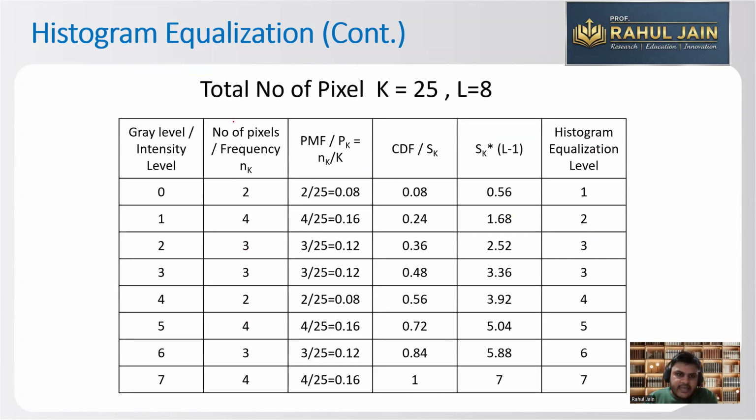So step 1 is calculate the frequency of each intensity level. Step number 2 is calculate the PMF. Step 3, calculate the CDF. Step 4, multiply it with L minus 1, and then step number 5 is the calculation of the equalization level.